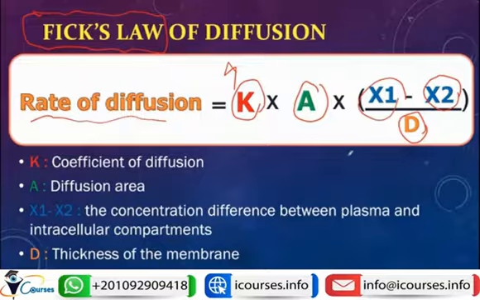The second factor is the diffusion area. The more surface area that is available for diffusion, the more the rate of diffusion. This is logical. Then the difference in concentration between the plasma and the intracellular compartment: the more the difference, the more the diffusion. This is divided by the thickness of the membrane. If the membrane is thicker, the diffusion will decrease. But if there is a thin membrane, or if the thickness of the membrane decreases, the rate of diffusion will be more.